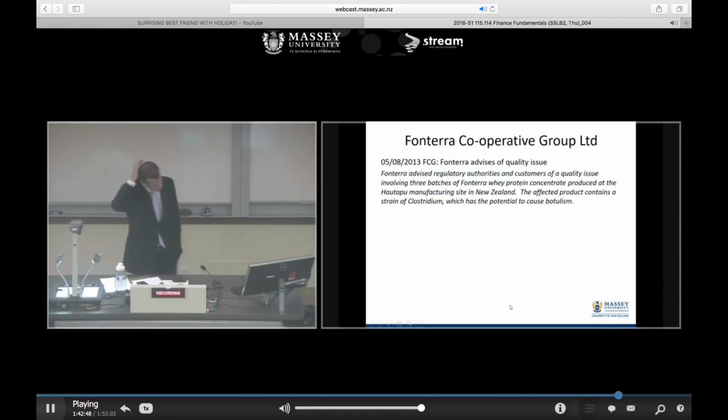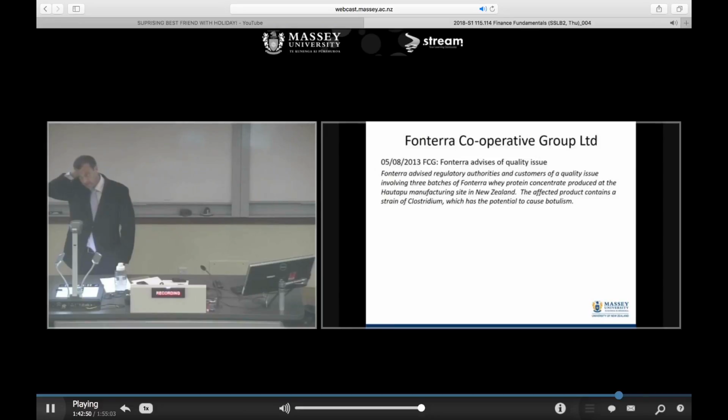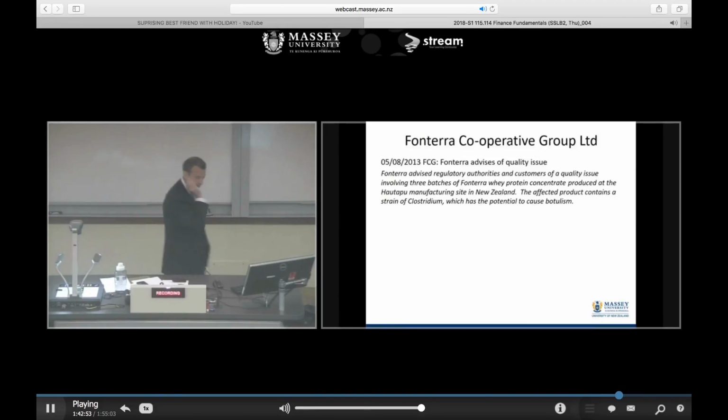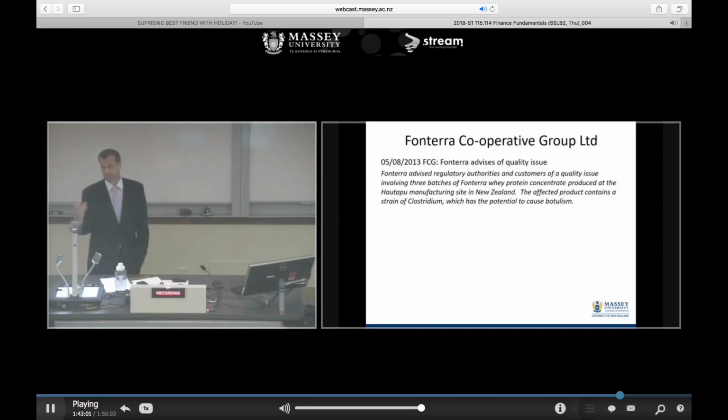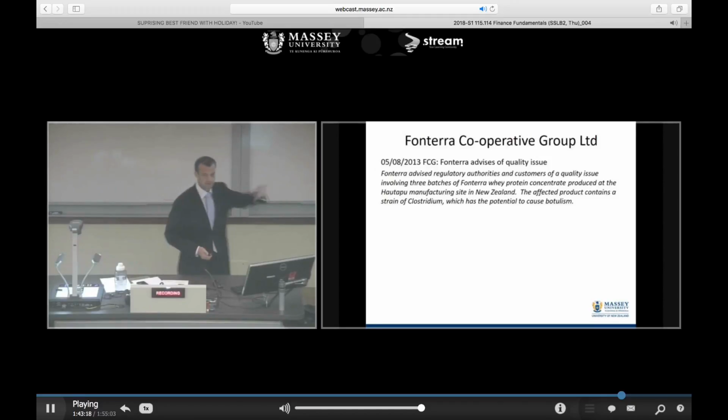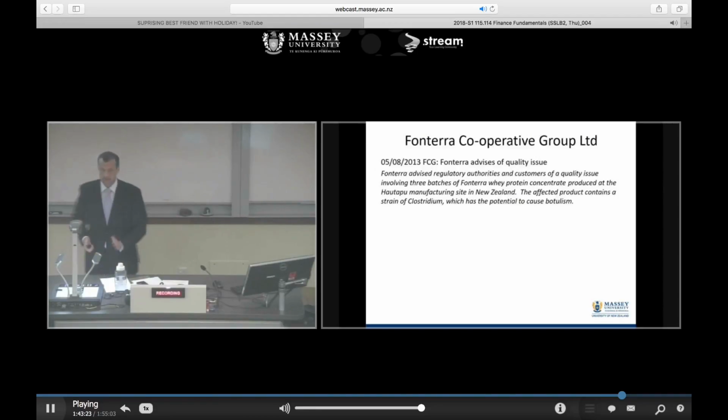A few years ago, there was a bit of a scare with Fonterra, a botulism scare at one of its factories. It produced this whey protein, and they thought it had an organism in it that could lead to botulism. Very serious, very bad news. It was released on the Saturday after the market was closed. The stock market's not open, the bond market's not open. And on Monday, trading can begin on that company.